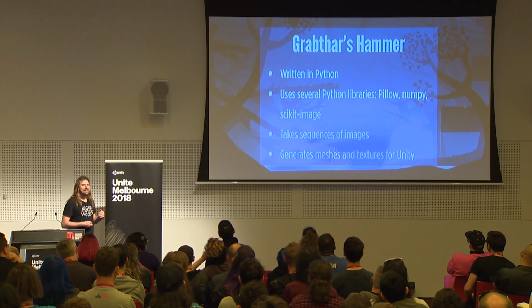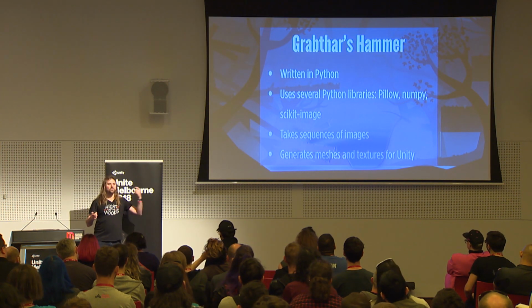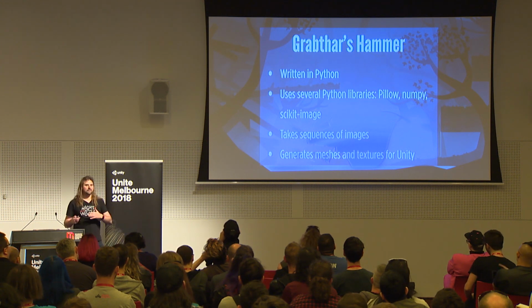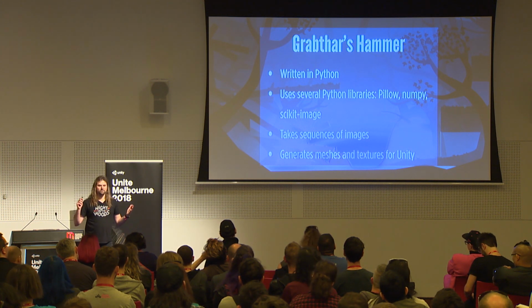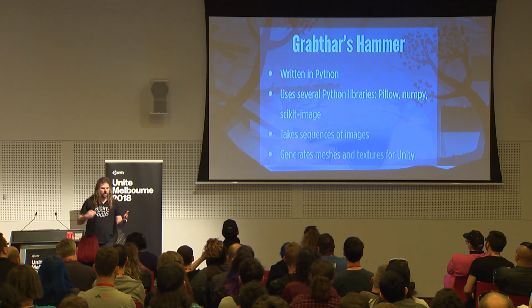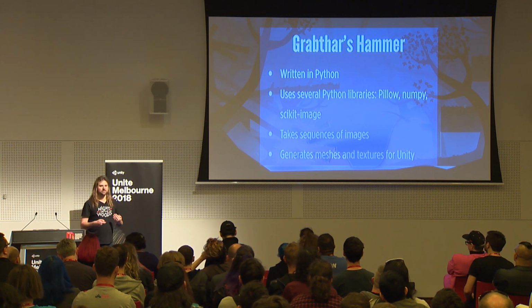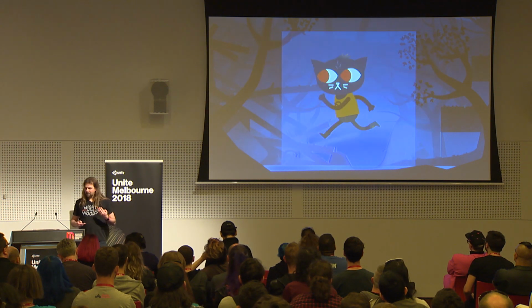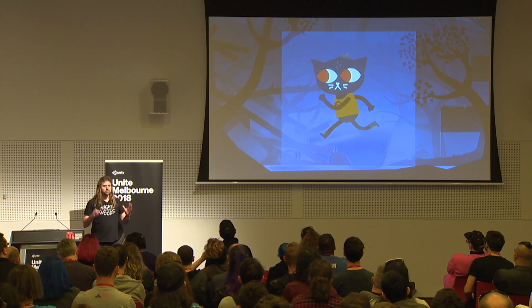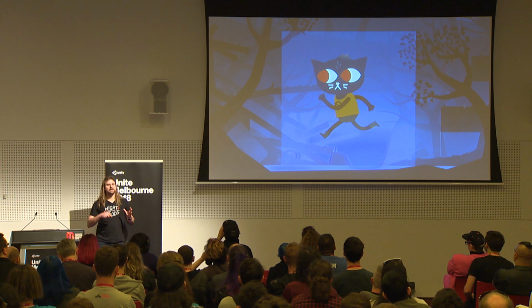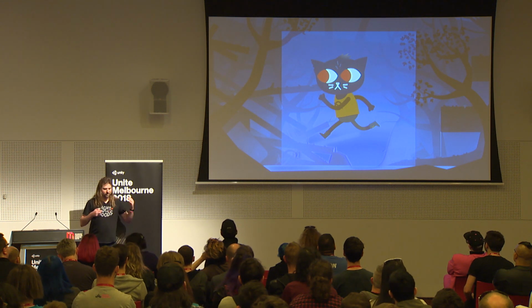Grabthar's hammer is a tool that I wrote in Python. It's actually external to Unity. And it just generates a collada file and the atlases. It uses some very, very cool Python libraries, so Pillow, NumPy, Scikit, some good stuff. And it generates the required assets used by the game. So one of the things that it can do as well is take advantage of redundancy inside the sprites themselves.